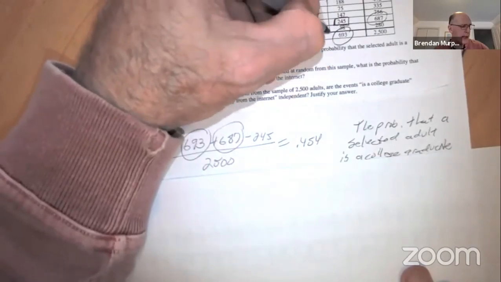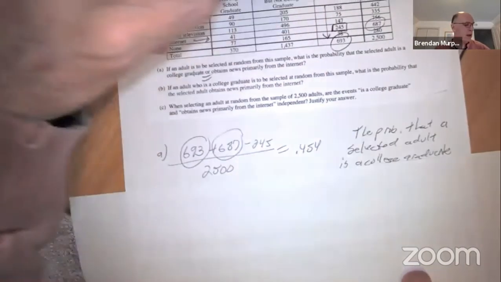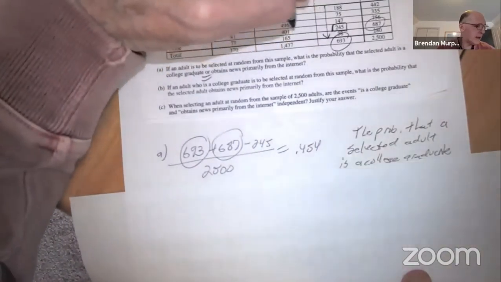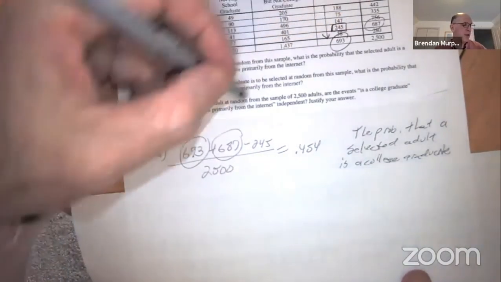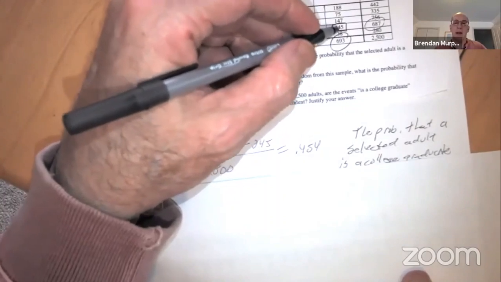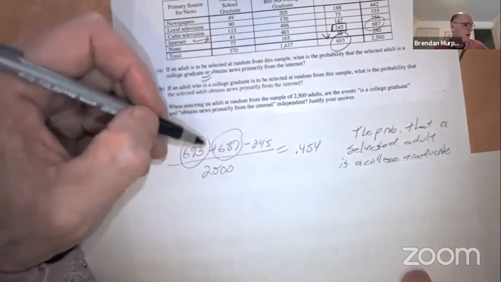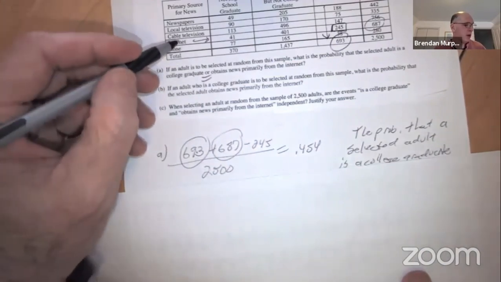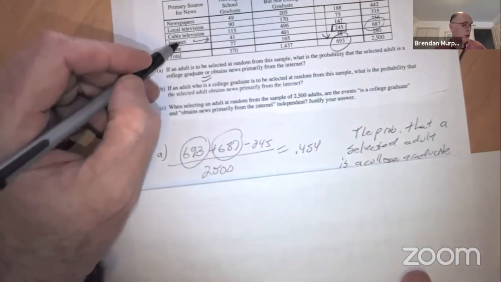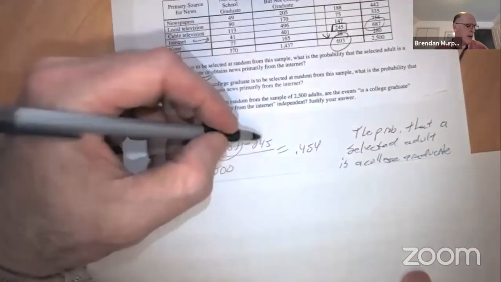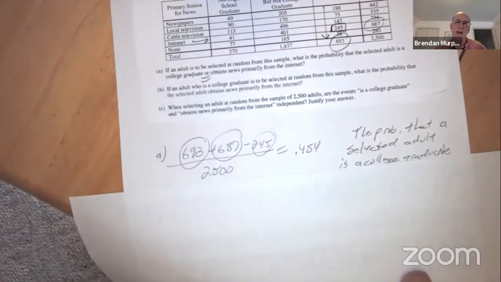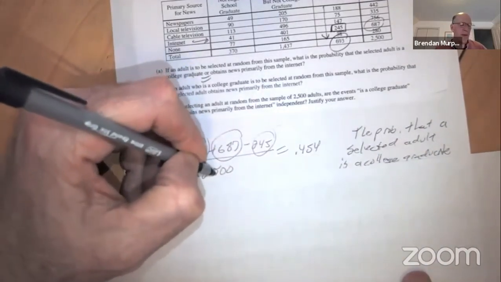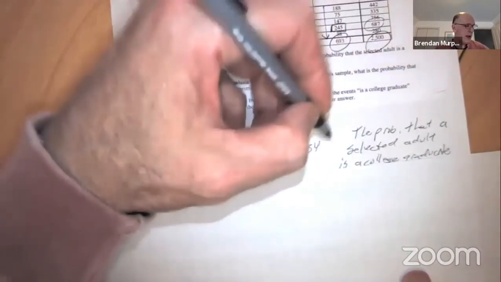But unfortunately, I'm not done here because I guess these 245 people, I can't count them twice. So when I wrote the 693 down, I added up all of those numbers, right? When I wrote the 687 down, I added up those numbers. And it feels like I added those 245 people twice. So I took all the people who were college graduates, 693. I took all of those who got their news primarily from the internet, 687. I subtracted the 245. Sometimes I call that double dipping. I've counted those twice. I've divided that by my total, 2,500, and I got 0.54.